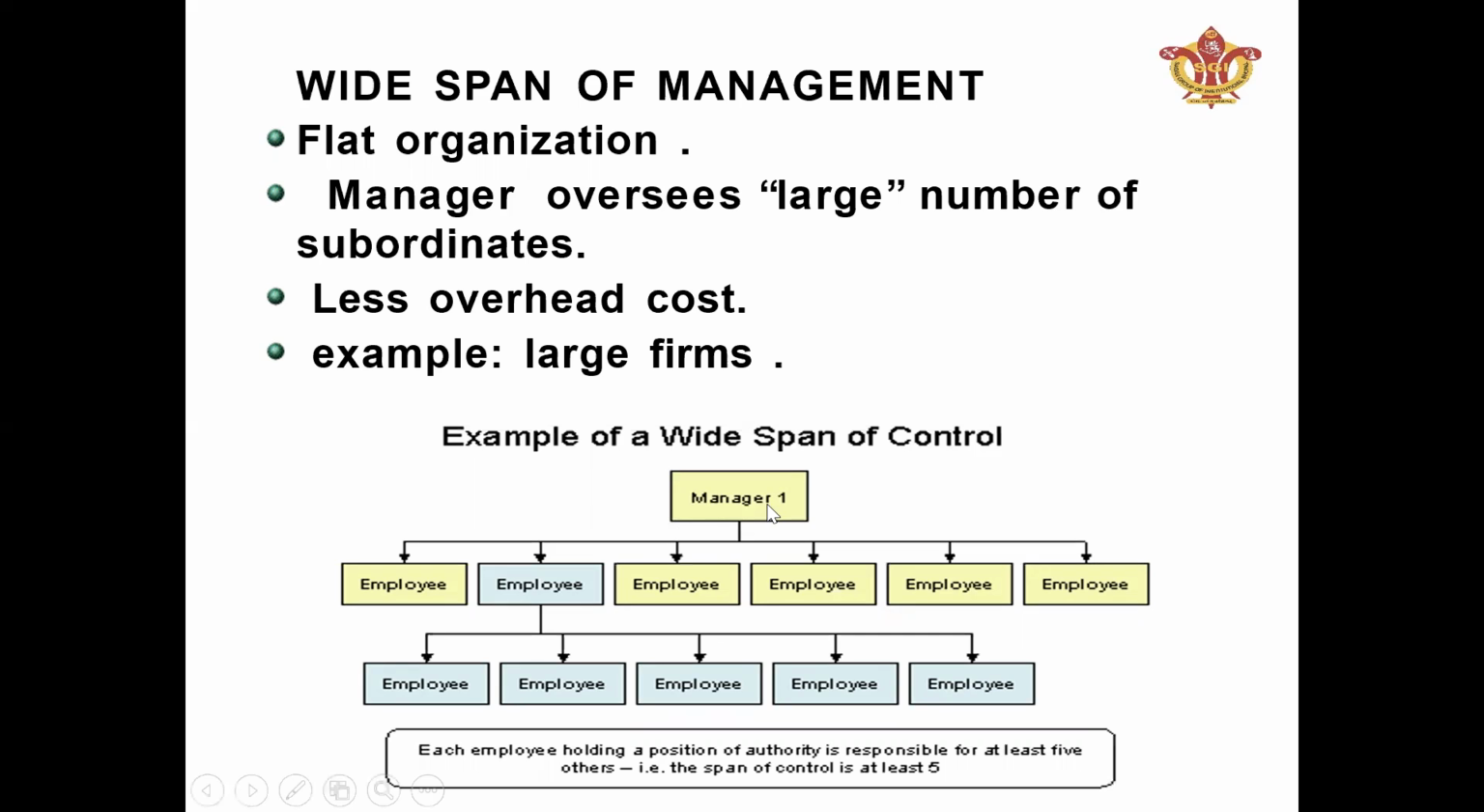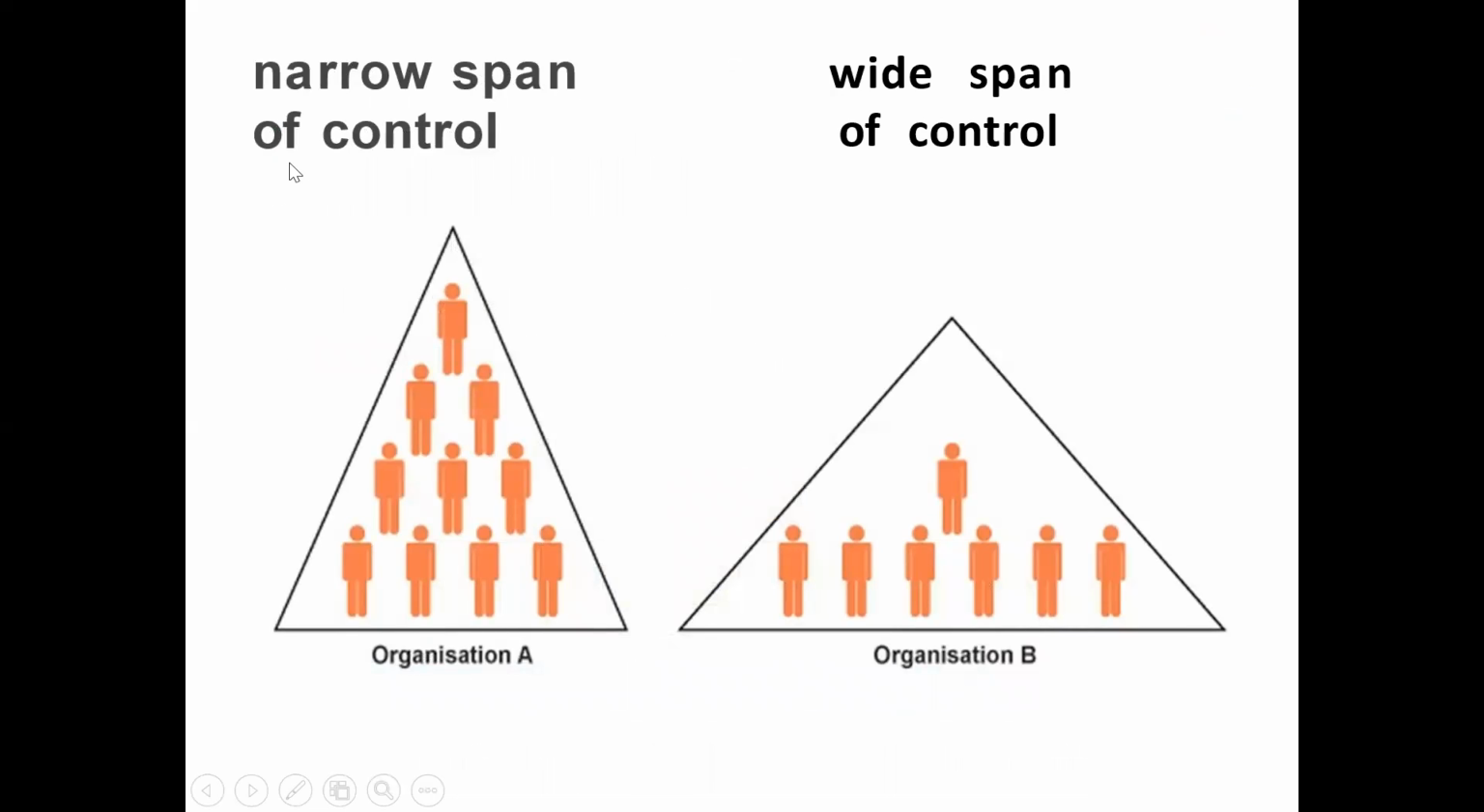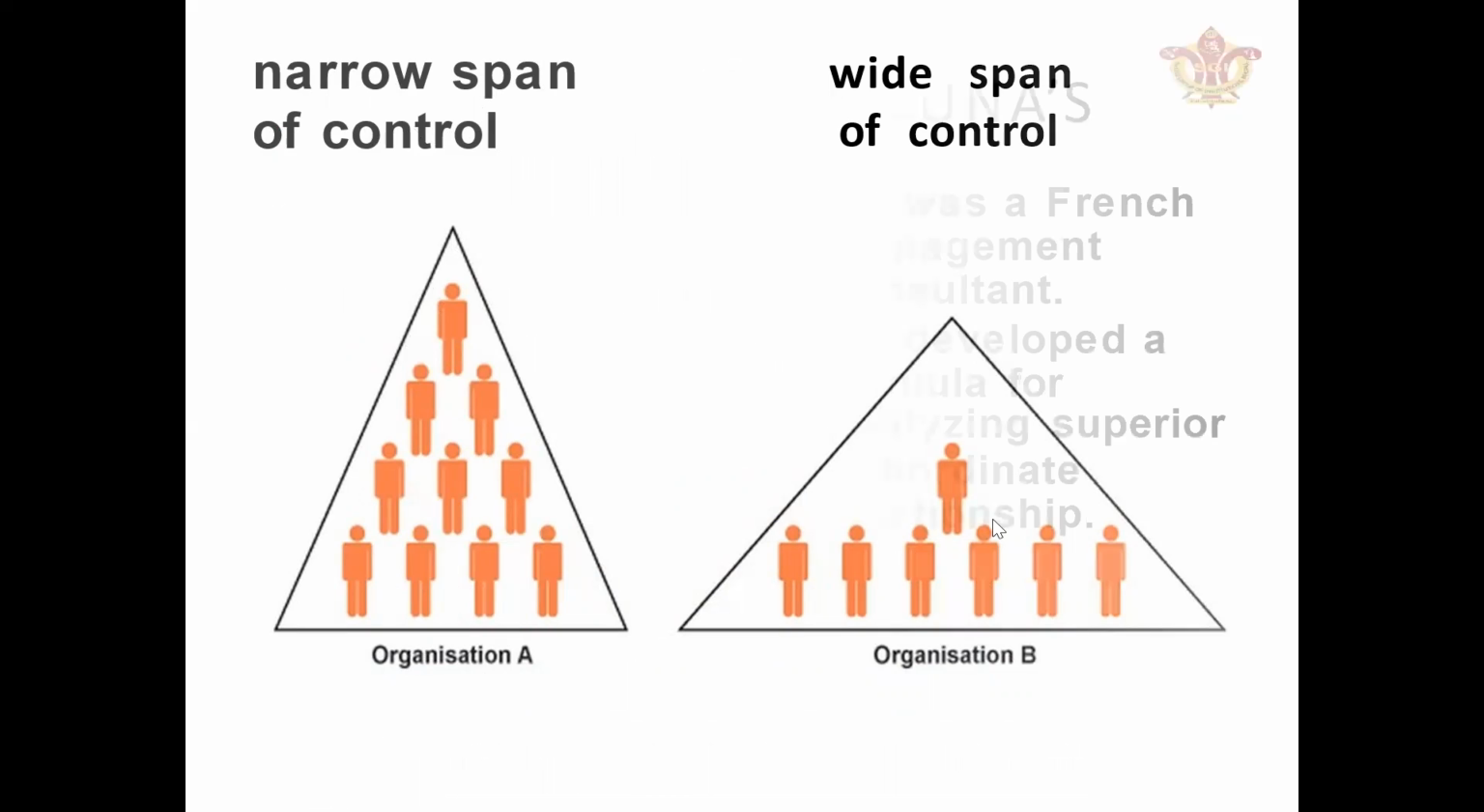As you can see in the diagram, this manager has 1, 2, 3, 4, 5, 6 employees reporting to a single manager. In this, the overhead cost is very low, and it is suitable for large firms. Again, with the help of the diagram, we can see this is a narrow span of control, and this is a wide span of control. In narrow, this is a tall organization, and in organization B, which is wide span of control, we can see this is a wide span of management.